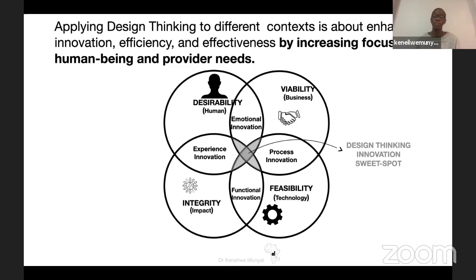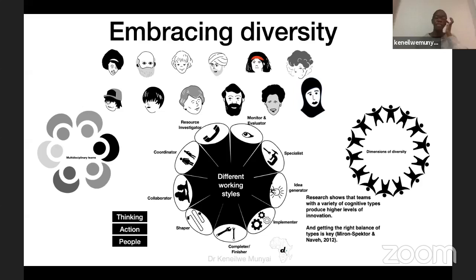So essentially what this approach is all about is finding a sweet spot. Whatever innovation you come up with has to fit right in the middle, so it has to cover all these different aspects, okay? And of course, another key element to the approach is embracing diversity. When we're talking about diversity, it's not just different cultures and different age groups. It's also about disciplinary backgrounds, so educational backgrounds. So it's all the dimensions of diversity, plus the different ways of working.